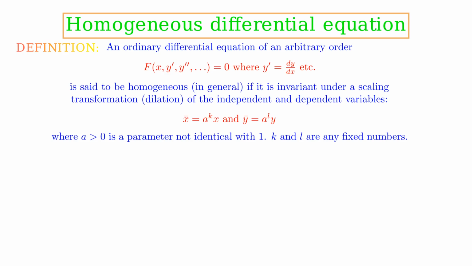k and l are any fixed numbers. The invariance means that the scaled equation looks exactly the same as the original: f of x bar, y bar, y bar prime, y bar double prime, and so on, equals 0.